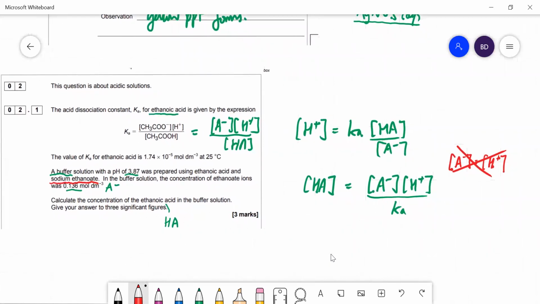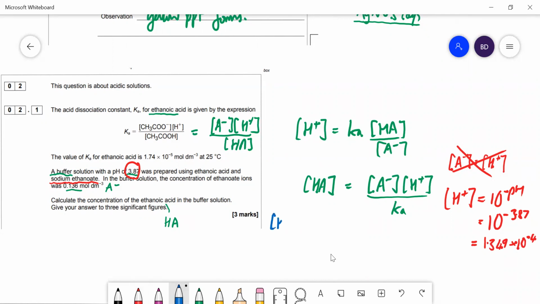The H plus concentration is equal to 10 to the power of minus pH, which is equal to 10 to the power of minus 3.87 here. Put that into your calculator, you get 1.349 times 10 to the minus 4 moles per decimeter cubed. That's the concentration of H plus.